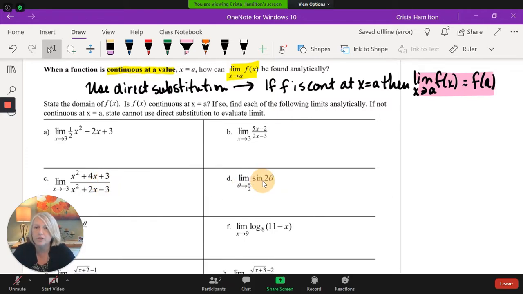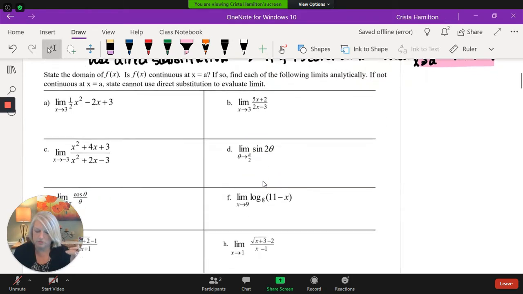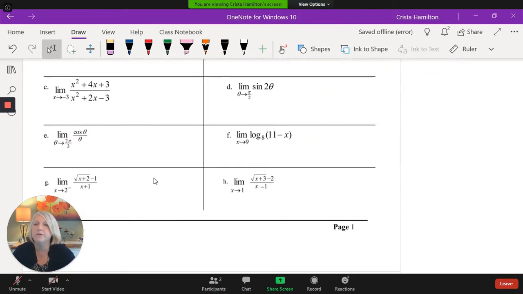We have a trig function here. Let's scroll up, and we have a trig function right here as well. Here we have a nice log function that we did in the first semester last year. Here we have a radical in a fraction, and we did a lot of work in semester 1 in pre-calc on finding the domain of functions like this. And so we have this one as well.